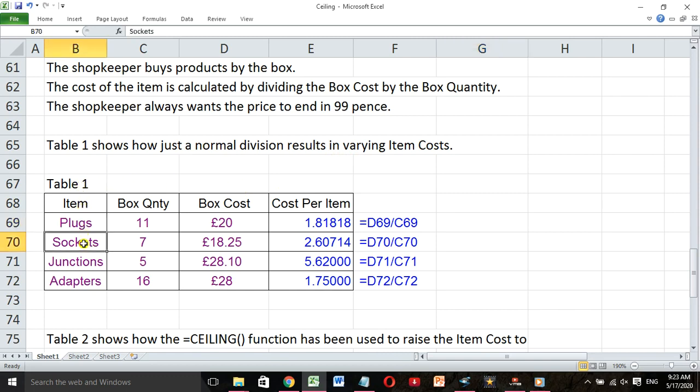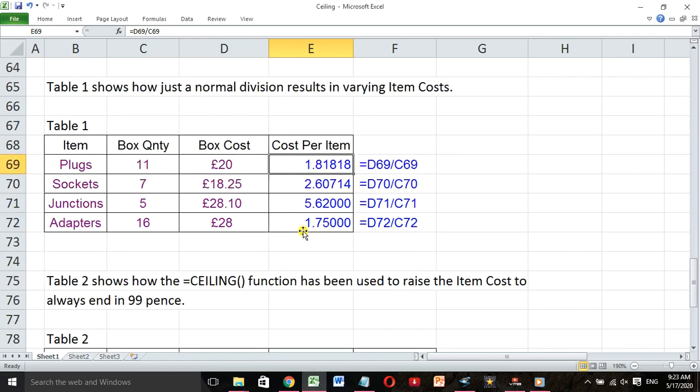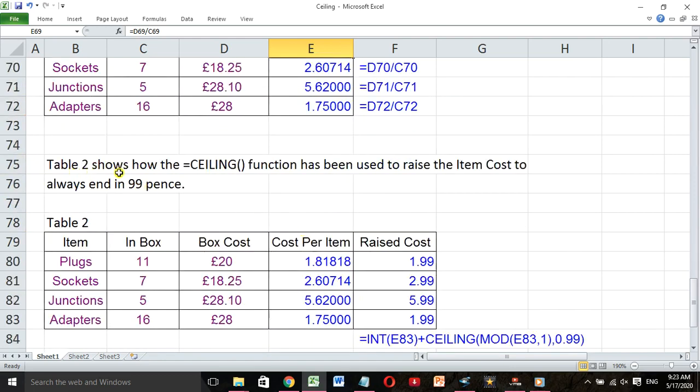Items are plugs, sockets, junctions, adapters. Box quantity is 11, 7, 5, 16. And box cost is 20 pounds, 18, 28.10, 28 pounds. And cost per item is equal to D69 divided by C69. It's very simple. But with the CEILING formula, table 2 shows how the CEILING function has been used to raise the item cost to always end in 99 pence. Here is the same table.